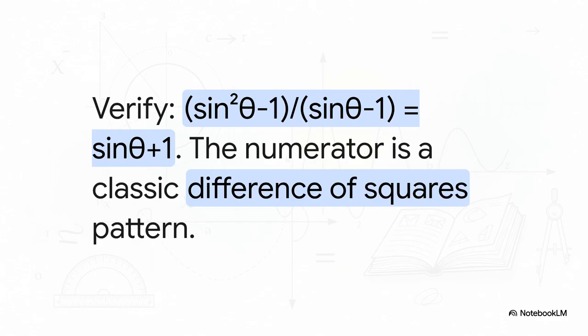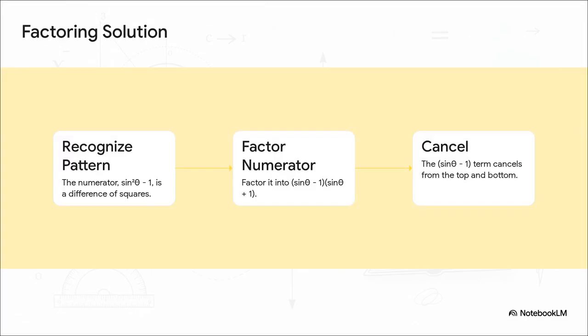And for our final example, look at that numerator. You've got something squared minus 1. That is a classic algebraic pattern. It's a difference of squares, and it is just begging to be factored. So here's the key. Once you factor that numerator, you immediately see a common term on the top and on the bottom. They just cancel out. And you're left with exactly what you need. The identity is proven in 2 elegant moves.